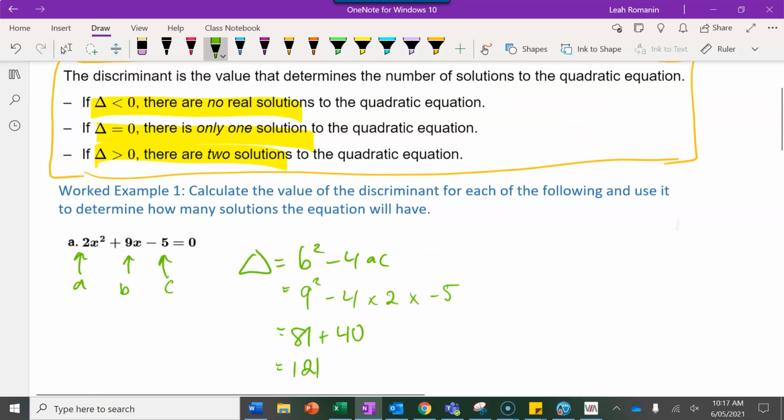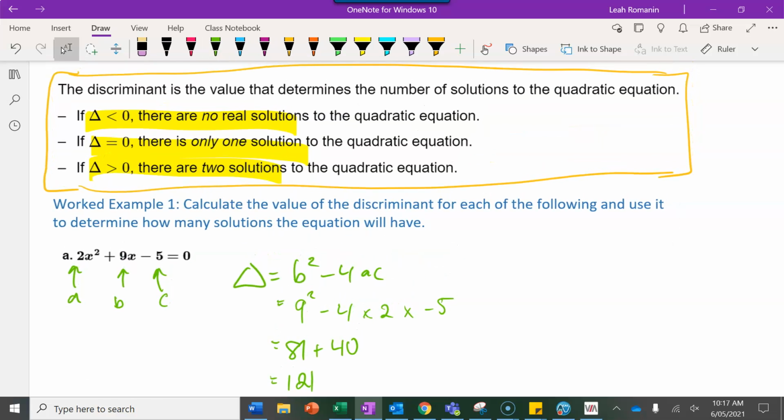Yes. So because my discriminant is equal to 121, it means that I have two solutions because it's greater than 0. So I'm expecting when I'm looking at my quadratic that it's crossing the x-axis twice. I have two x-intercepts. This doesn't tell me what my x solutions are. It just tells me that I've got 2.